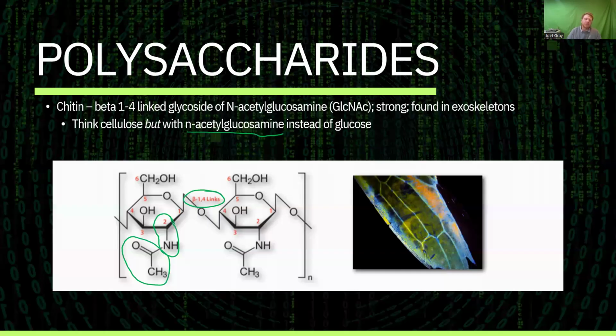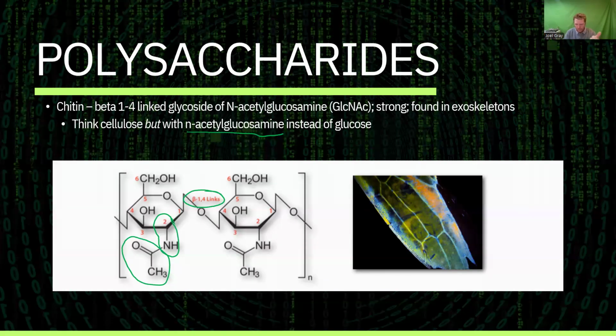So N-acetylglucosamine instead of glucose. So if you were to ingest this, is your body really going to know what to do with it? It's not. Because of those beta linkages, it presents problems. In addition to that, the beta linkages for both cellulose and chitin allow for a more dense network of hydrogen bonding.